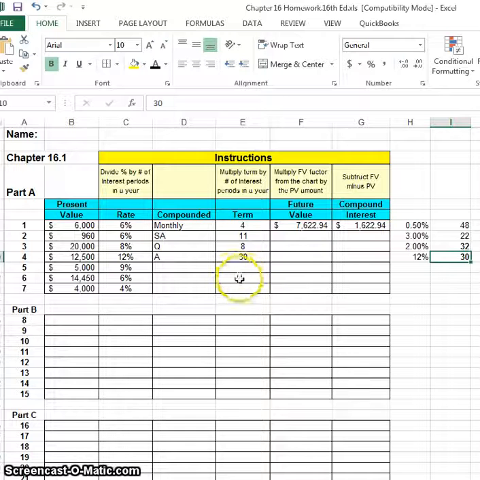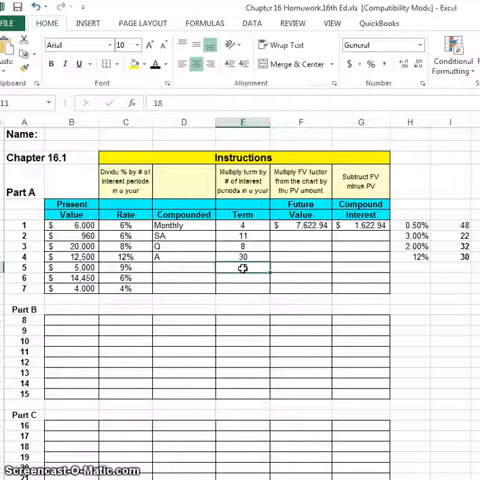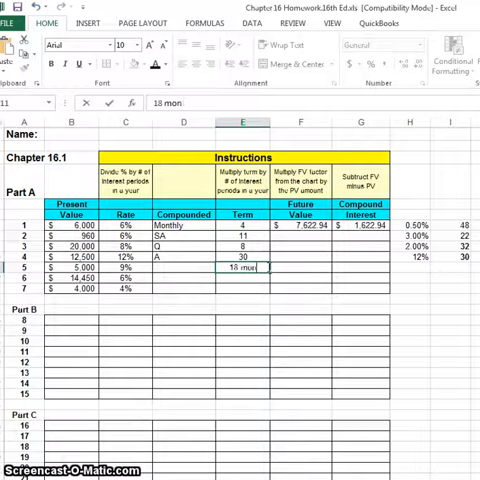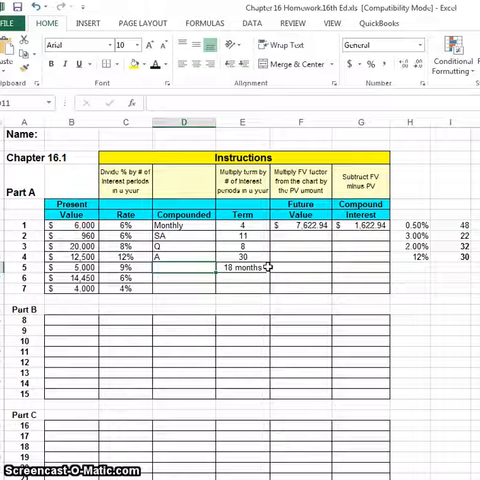One thing you will have to be cautious of is, for example, number 5. When you get down to number 5, it's not 18 years, it's 18 months. And so I would encourage you to type the word months in here so you're not thinking that it's 18 years. And it is compounded monthly, so I'm just going to put an M here for monthly.